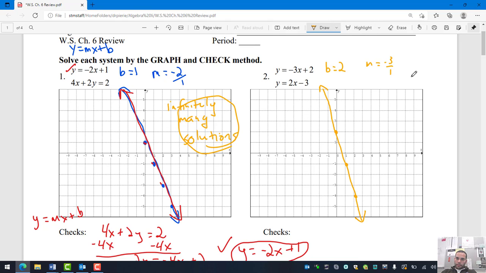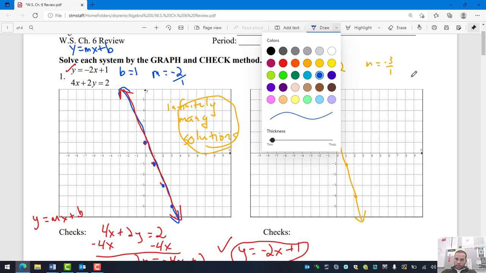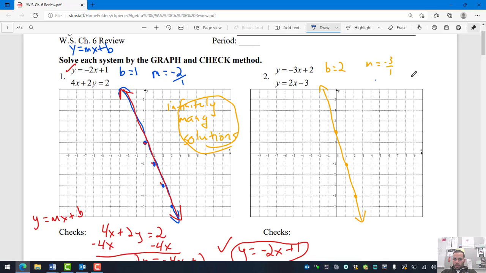I'll change colors here. For this one, b is equal to negative 3, and then my slope is equal to 2. So I start at negative 3, 3 units down. And then my slope is positive 2, or 2 over 1. So from that first point, I'm going to go up 2, over 1. Up 2, over 1.